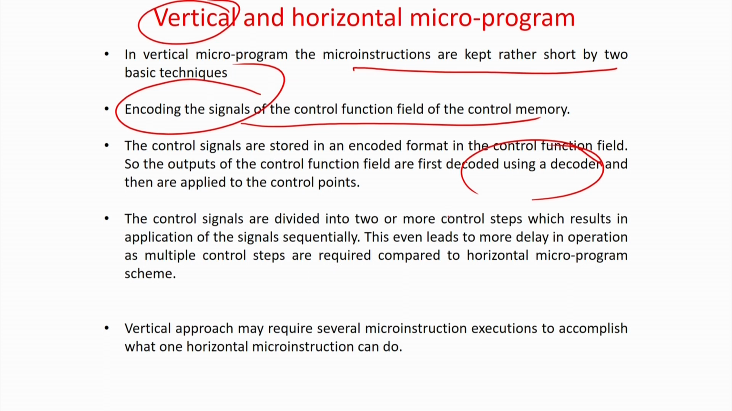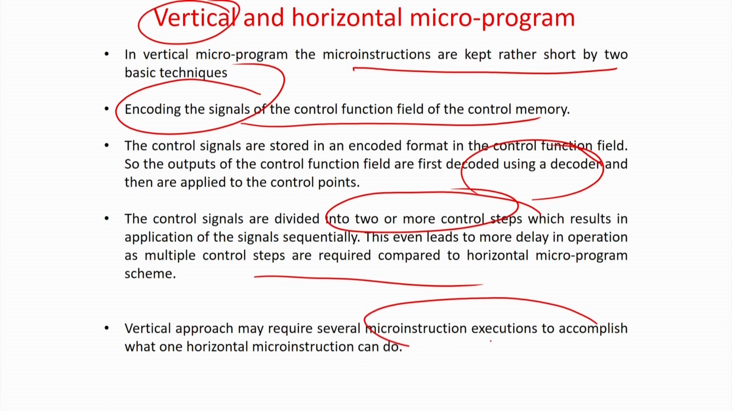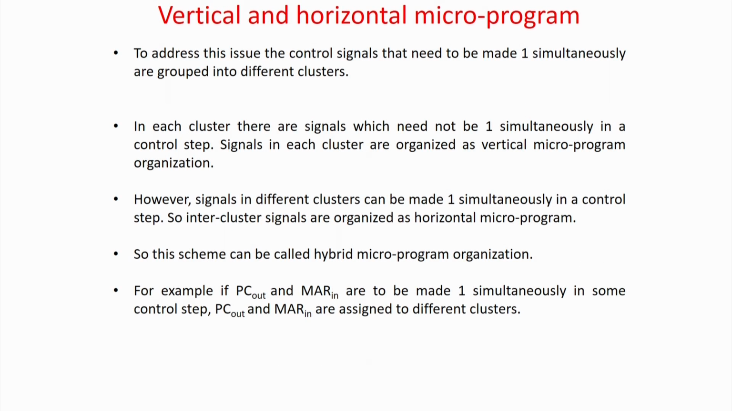And the control signals are divided into a larger number of control steps, obviously, because at each point of time only 1 bit can be a 1, so more control steps will be required. Vertical optimization requires several microinstruction executions to do what one horizontal instruction can do. That means in the vertical approach you require more microinstructions, while in horizontal a much smaller number will do, because horizontal is a parallel approach and vertical is a sequential approach of solving the problem.